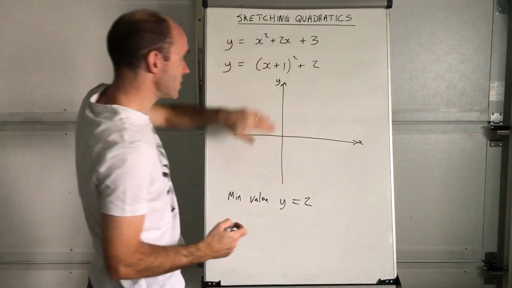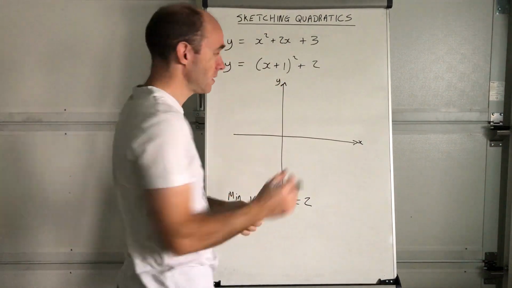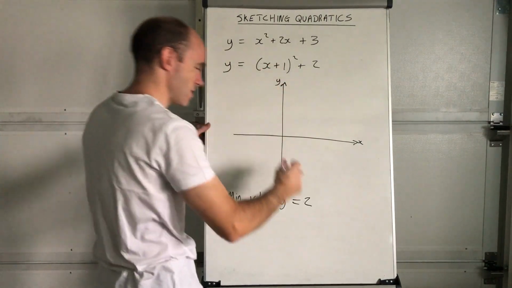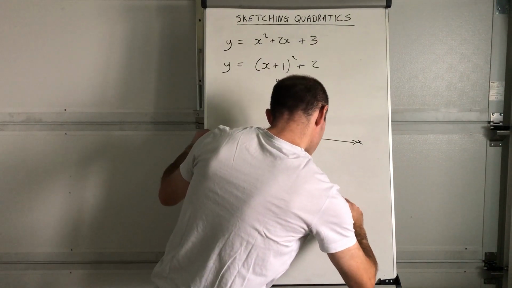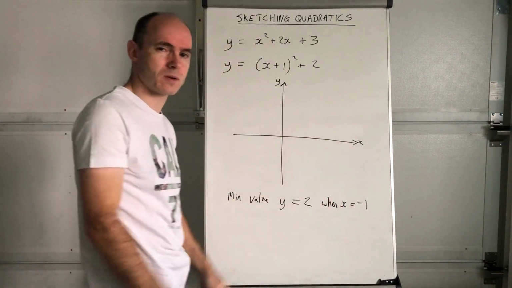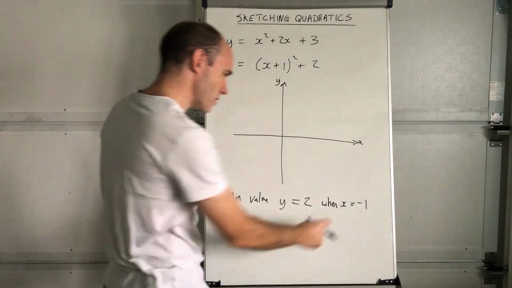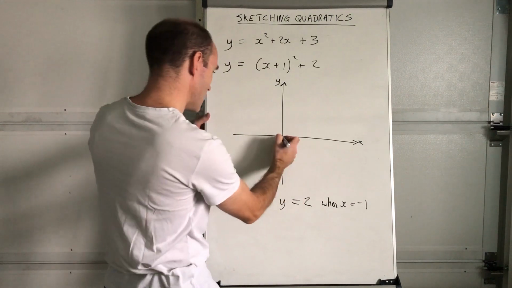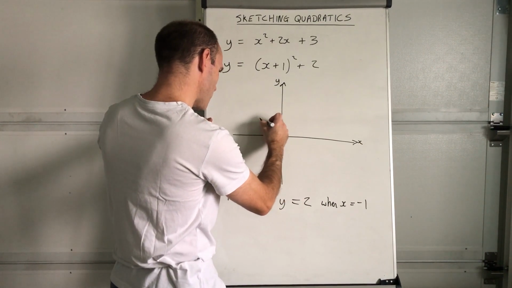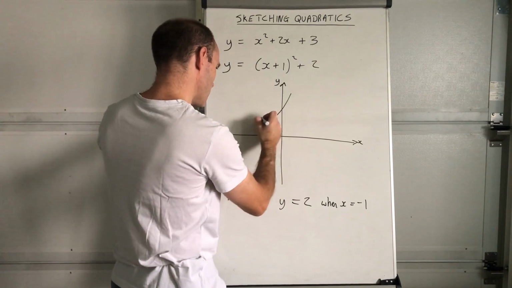Okay, and what is the x coordinate that will make that happen? From the bracket, if x is negative 1, you get 0 in the bracket, don't you? So when x is negative 1, that gives you the coordinates of the minimum point, okay? So negative 1, 2. It's about there.